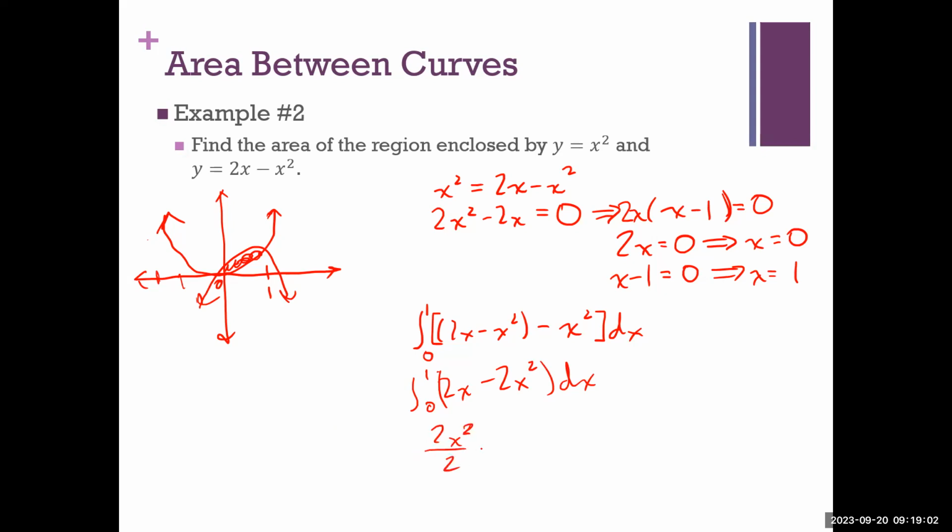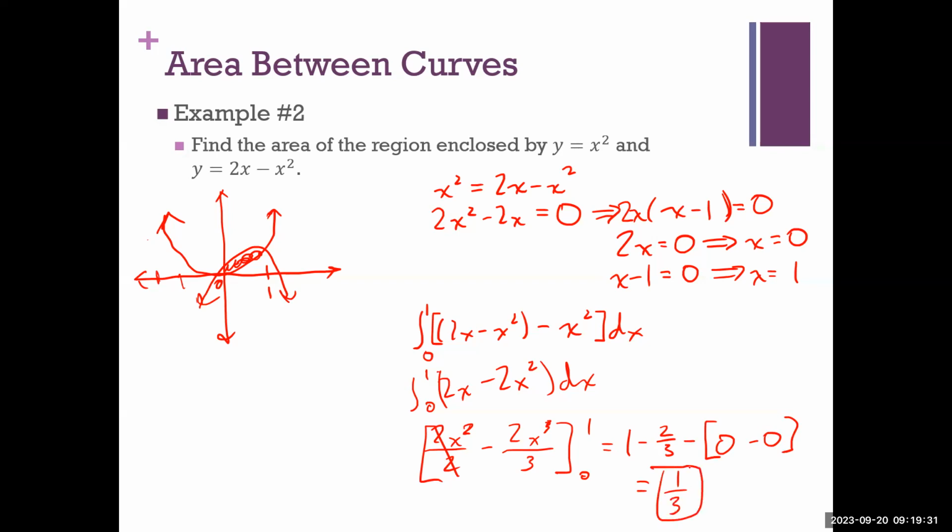2x squared over 2 minus 2x cubed over 3, evaluated from 0 to 1, x squared. So I should get 1 minus 2/3 minus 0 minus 0, right? All told, area is 1/3. Questions? All right, moving on.